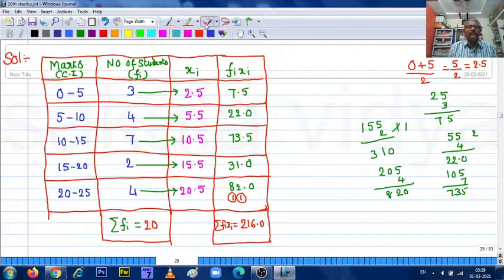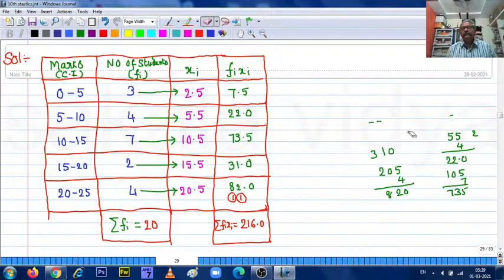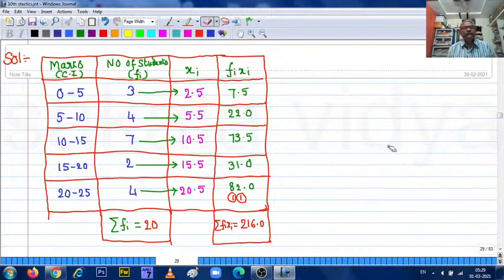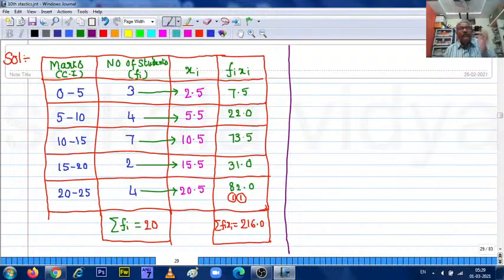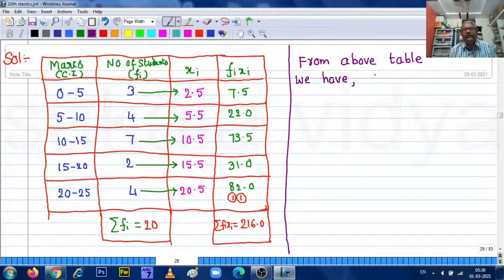Okay. So now after preparing the table, write down from the above table, we have sigma fi xi is equal to 216 and sigma fi is equal to 20.